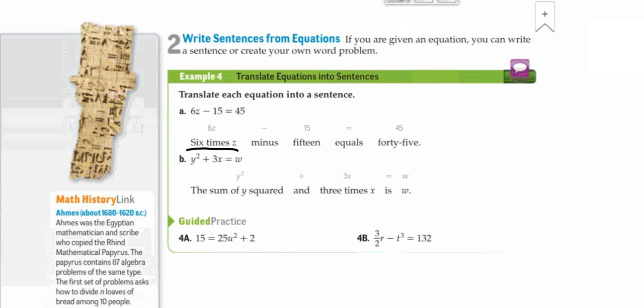Lots of different ways. Let's move on to B. It says, what you see is y squared plus 3x equals w. Well, y squared is the square of y, or as you see here, y squared. And then 3x really means 3 times x, or the product of 3 and x, and is w. So they have here in the book, the sum of y squared and 3 times x is w. That's basically it. So again, this is a good time. Go ahead and pause the video for you to try guided practice 4a and 4b.